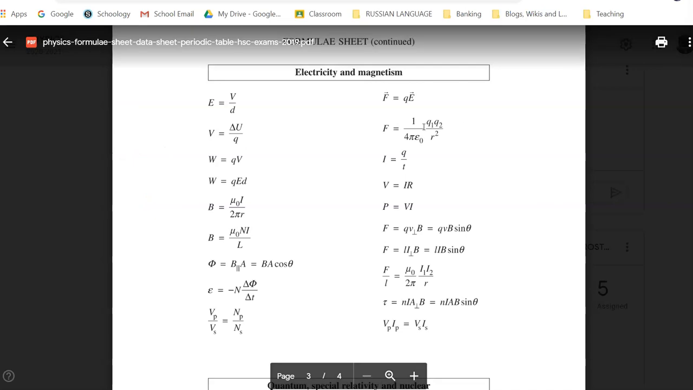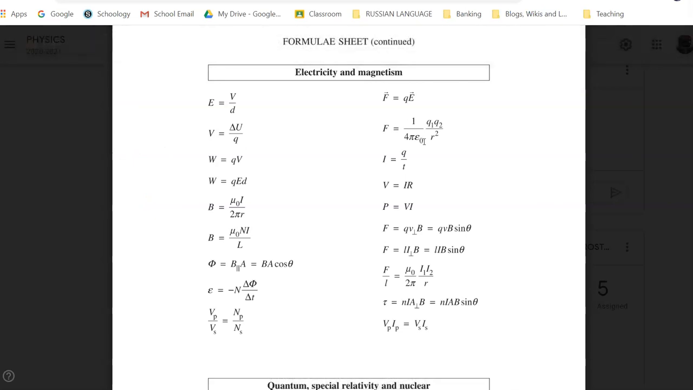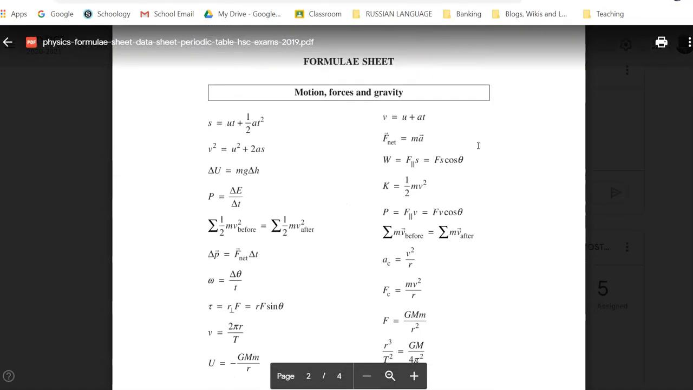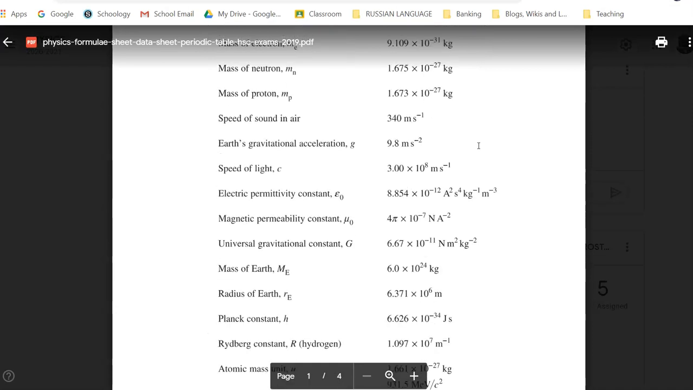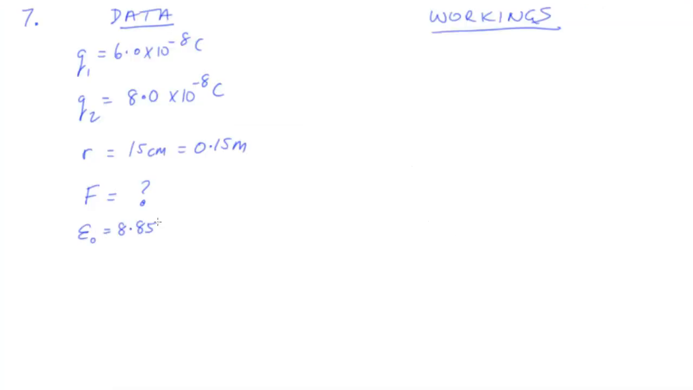For this problem we'll need the Coulomb's law equation, and make a note: we've got the charge values, we've got the distance between the charges, but we need to get the constant from the data sheet. So we also need to grab this value here for the electric permittivity constant. So let's write our formula as shown in the formula sheet.